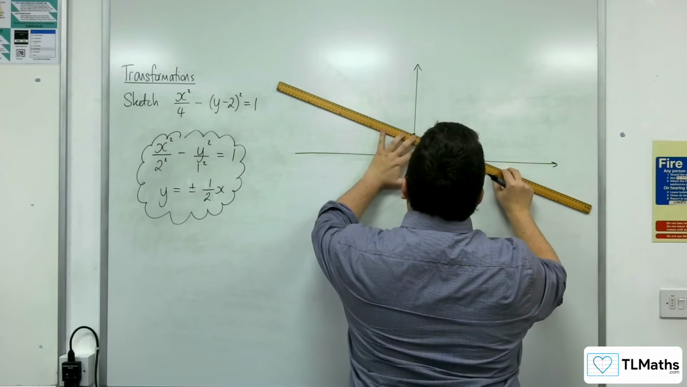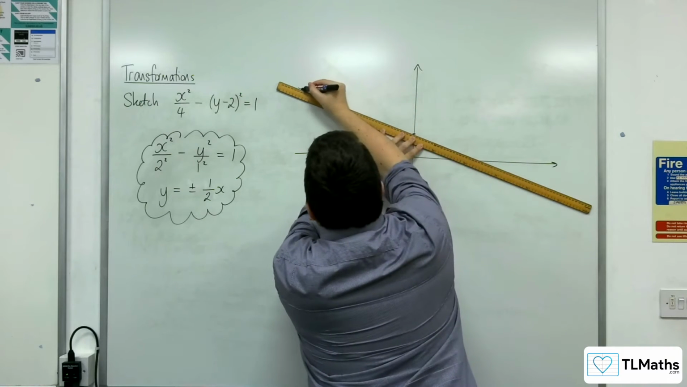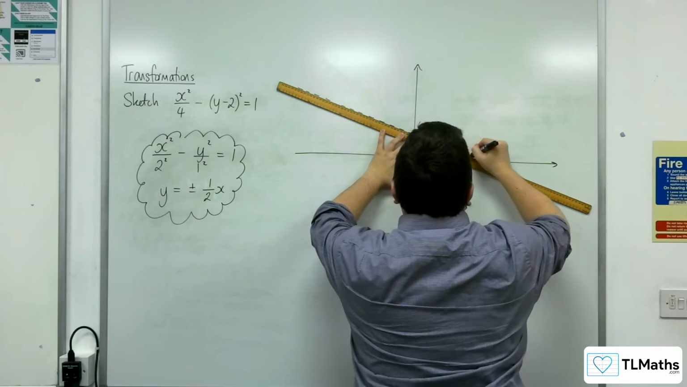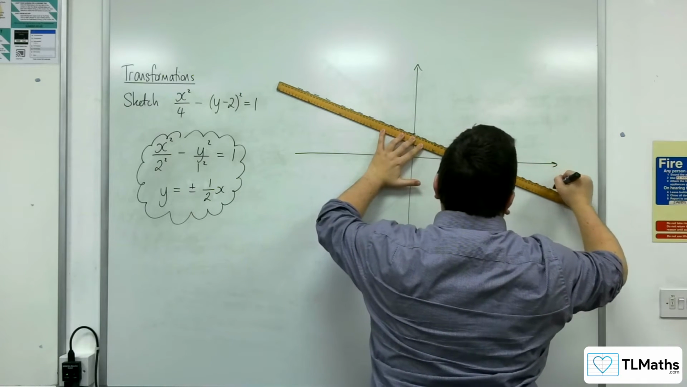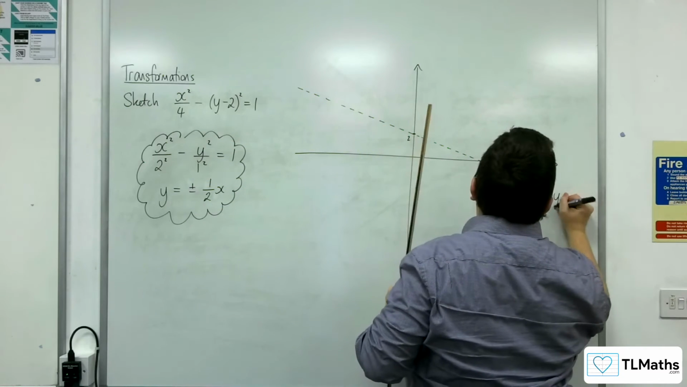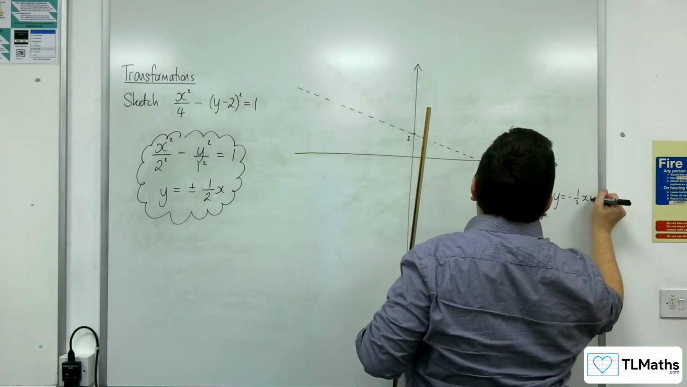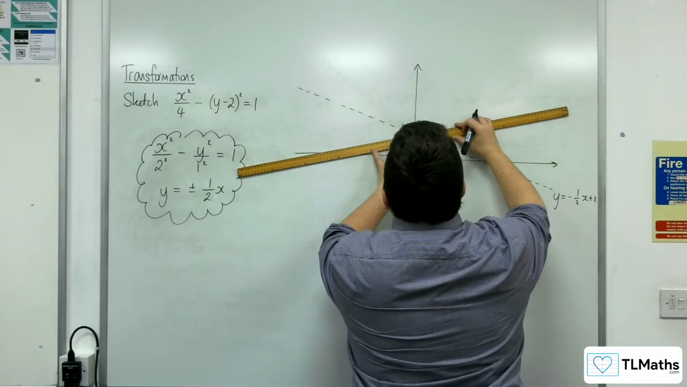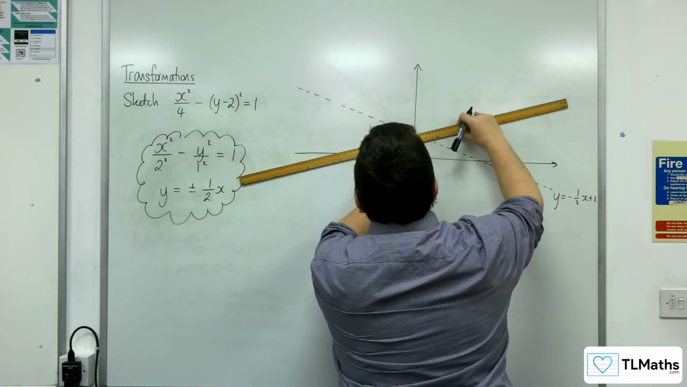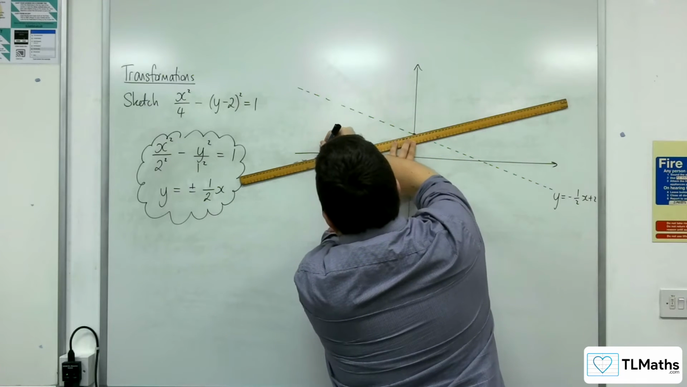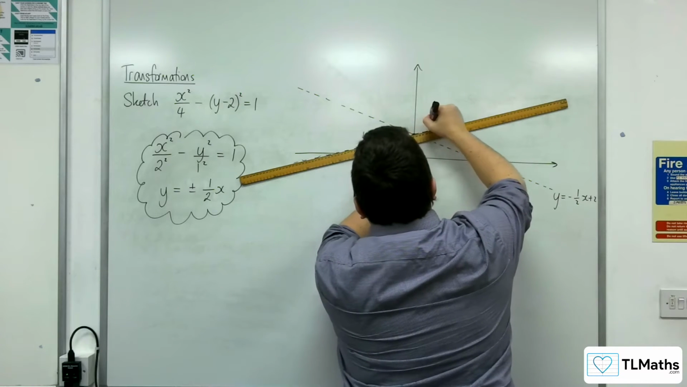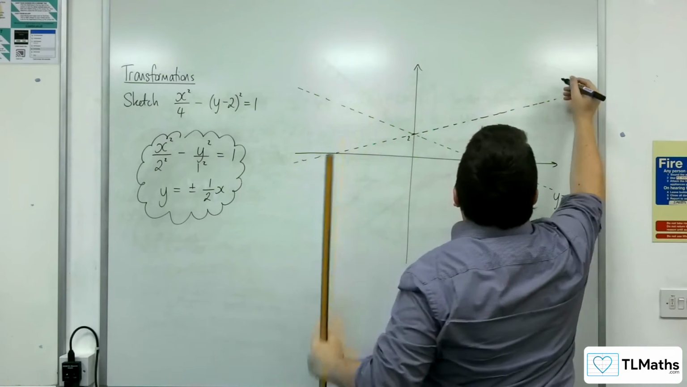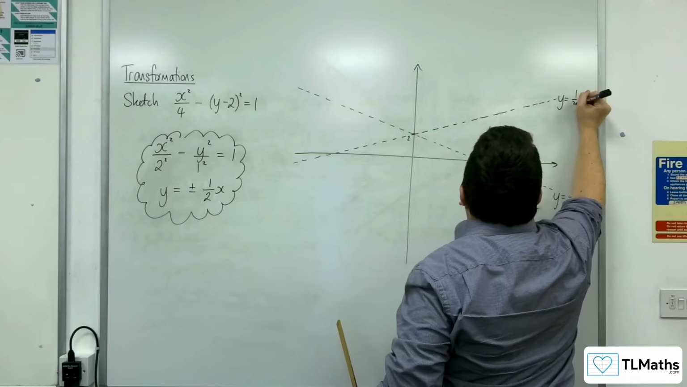A little bit shallower, like that, so that would be y equals minus 1/2 x plus 2. And that would be y equals 1/2 x plus 2.